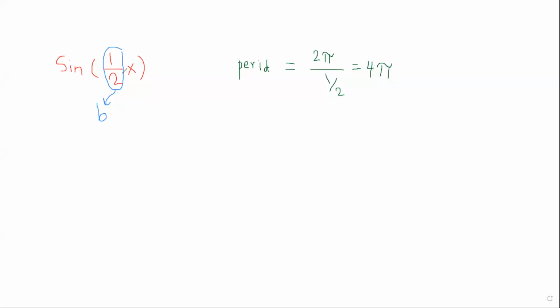So for sine of a half x, our b is a half, and the period is 2 pi divided by b. And then, as you can see, it is going to be 4 pi.